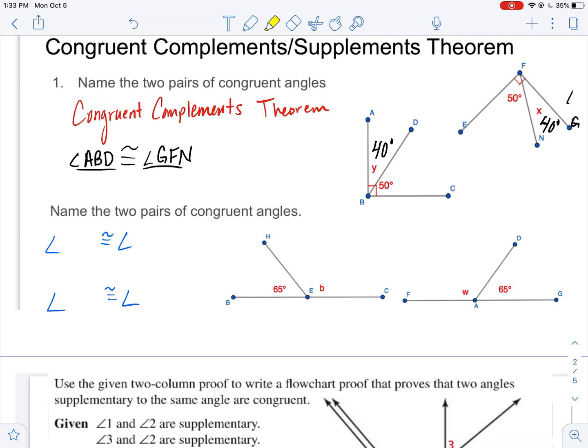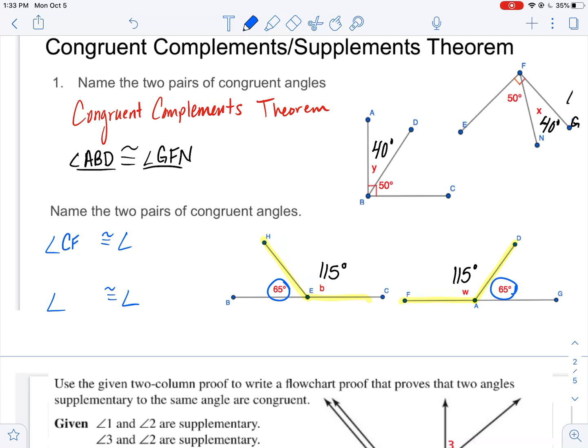Let's try some congruent supplements theorem. Now I've got angle B here and angle W there. And if these are supplementary, they add to 180. So I could find out by subtracting from 180 degrees that this is 115 degrees. And that W is also 115 degrees. So because they are supplementary to 65, both of them, then they must be equal to each other.